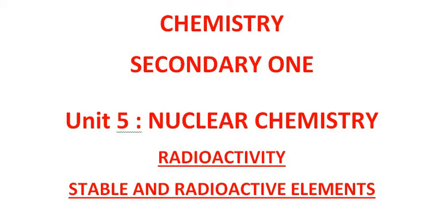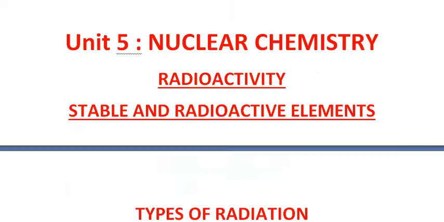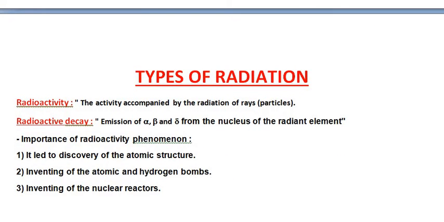Dear students, secondary 1 chemistry, we are in unit 5, nuclear chemistry. The lesson now is radioactivity: stable elements and radioactive elements. When an element is put opposite to a counter called a Geiger counter, the Geiger counter is a device used for testing if an element or a substance is radioactive or not.